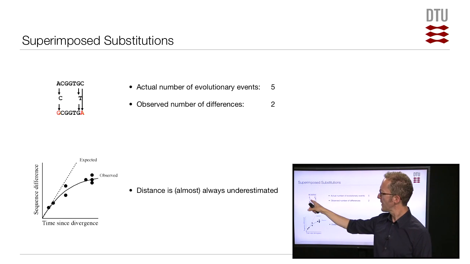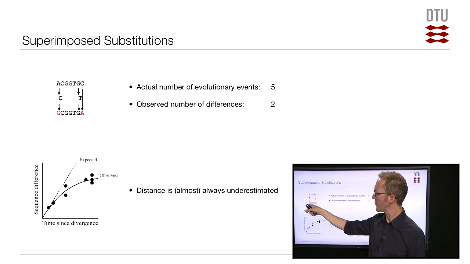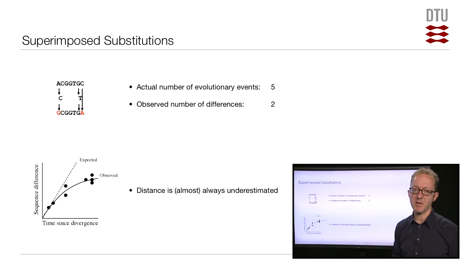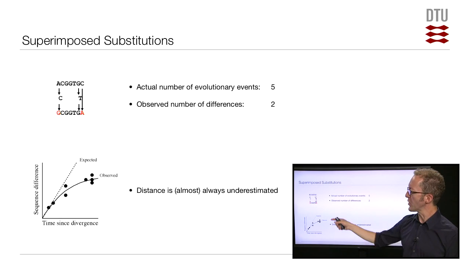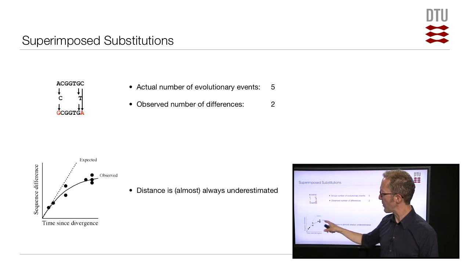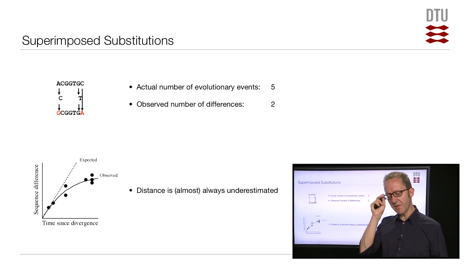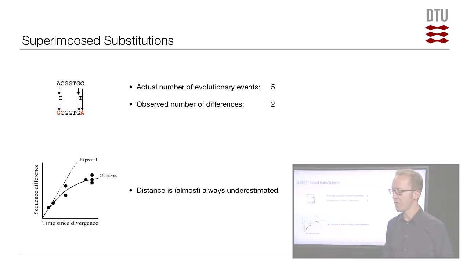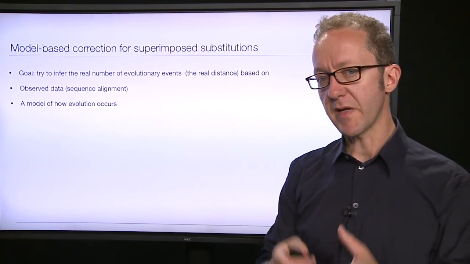So this means that since a single site can mutate more than once, but we can only observe one difference per site, then we will always underestimate distances. Here we have 5 actual mutations. We can only observe 2 events. This problem, of course, gets worse the larger the distance. So if you have a sequence that's only 50% identical to another sequence, then a lot of the positions in that sequence will have mutated more than once. So in that sense, the distance is larger than 50%. And this is why it's not always possible to find the exact match.